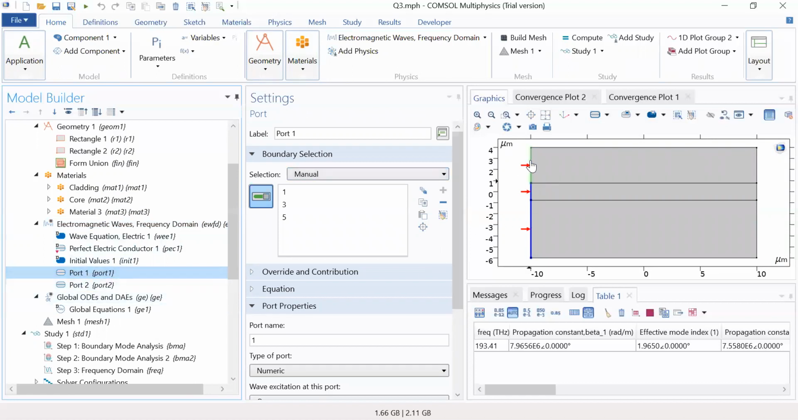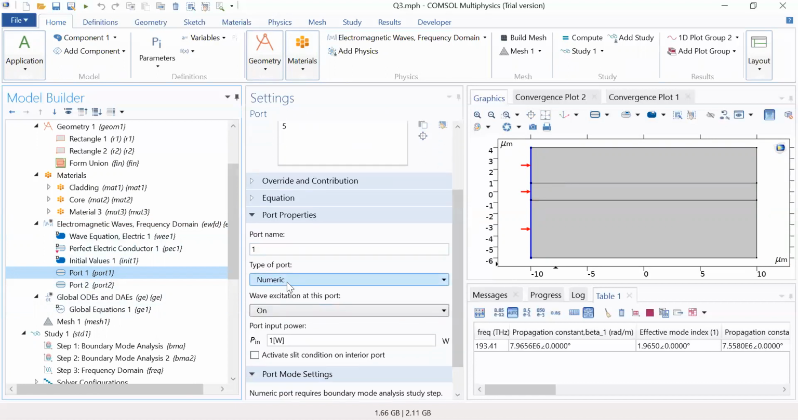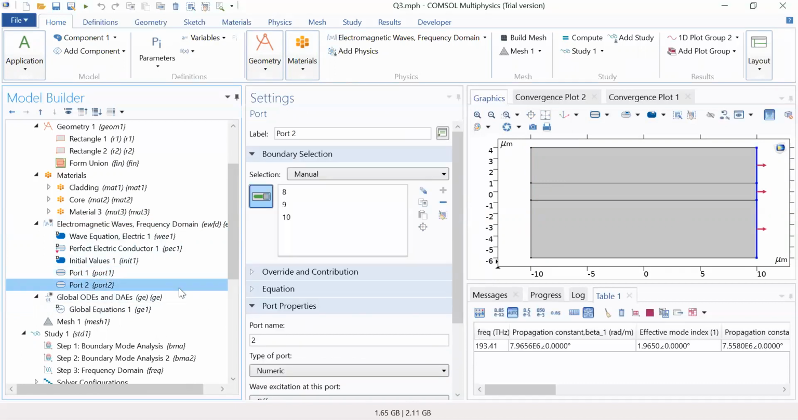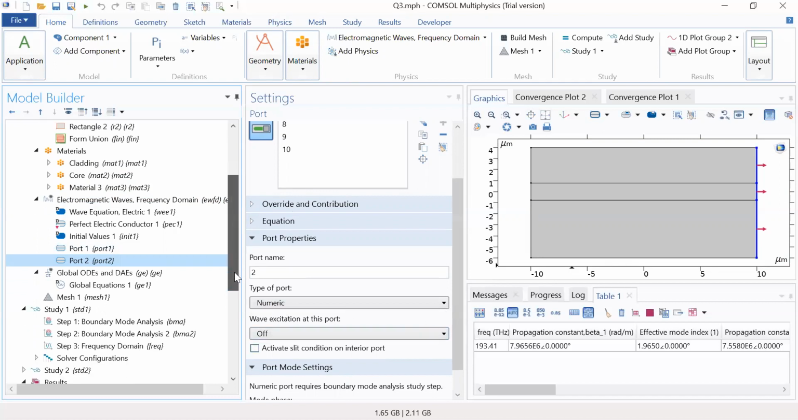The corresponding boundaries for the input port excitation are 1, 3, and 5. The port name equals 1. The type of this port must be numeric, and wave excitation at this port must be on, as we are defining it as an input port. Similarly, for the second port, 8, 9, 10 correspond to the output boundary. We define the port name equal to 2. The type of this port must be numeric, and wave excitation at this port must be off, because we are working on a unidirectional waveguide.